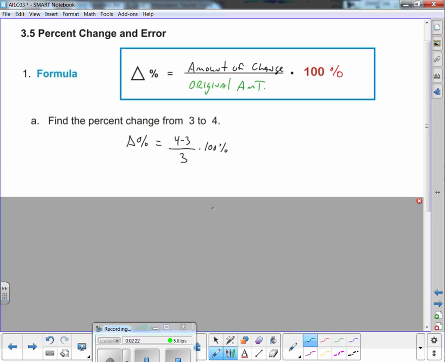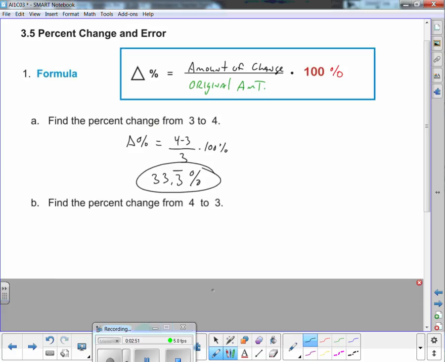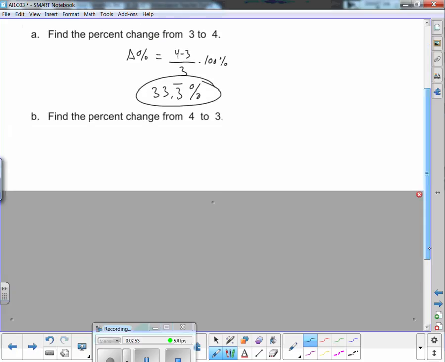Because we know what 1/3 is. So the change in percent is going to be 33.3. Might as well use the bar. 33.3%, right? So pretty simplistic problem if you know the formula, right? If you know the formula. If you don't know the formula, then it becomes a little bit more interesting, a little bit more tricky.